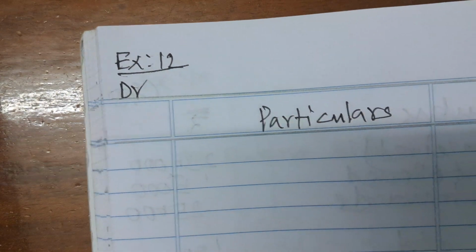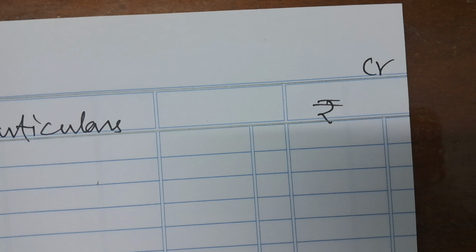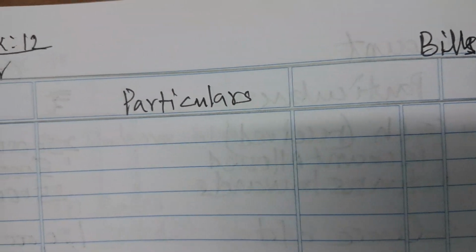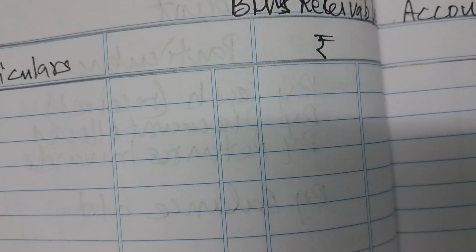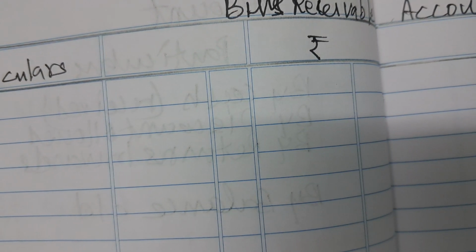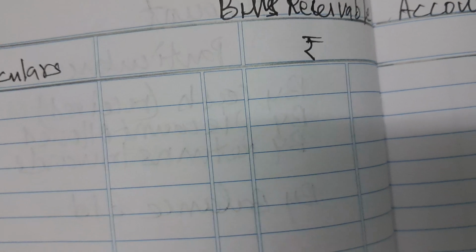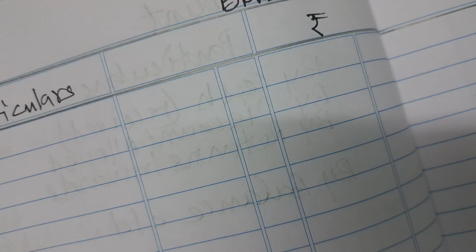This is the bills receivable account, Exercise 12. Debit, credit, particulars, rupees, particulars, rupees. The bills receivable account always shows a debit balance. So we should write the opening balance on the debit side of the bills receivable account.